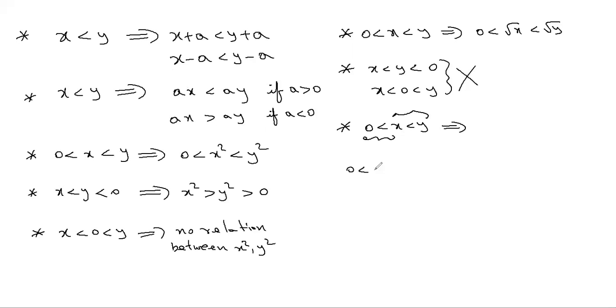See, suppose 0 is less than 2 is less than 3. If you take the reciprocal, 1 by 2 will be greater than 1 by 3, right? But one more thing we can write with 0. 1 by 0 is actually an undefined number. 1 by 0 is not defined. But still, because it is not equal to 0, you can write that if you take a reciprocal, 1 by 0 becomes infinity. 1 by 0 is actually not defined, but it tends to infinity.